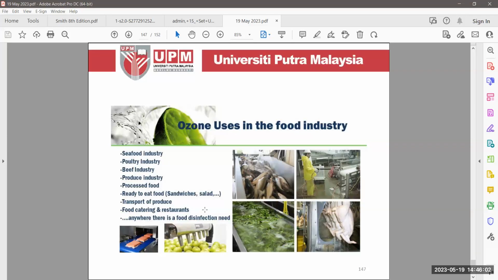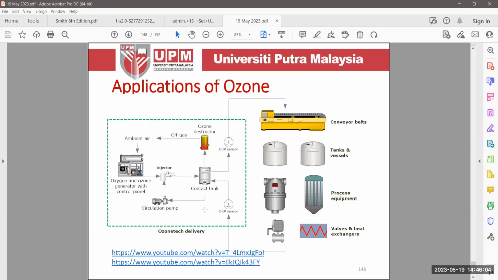Okay. And application of ozone, it looks something like this. And this one in industry specs. So basically, they would use ozone, oxygen, and ozone generator with control panel, and it will be injected into a contact tank. So this contact tank would have water inside, and then it would be generated onto a conveyor belt where it can properly disinfect or clean up your food or food products.